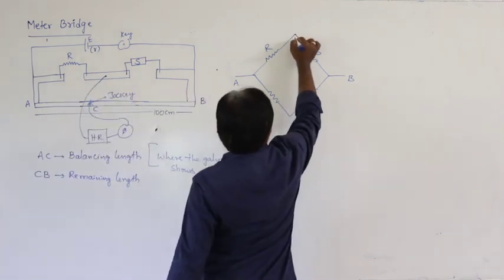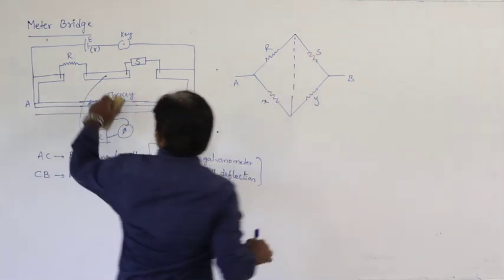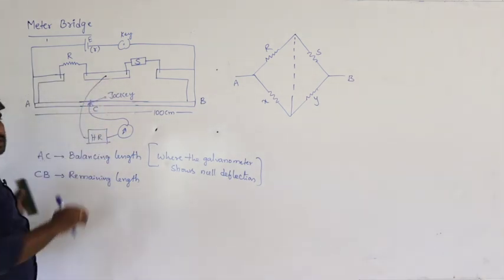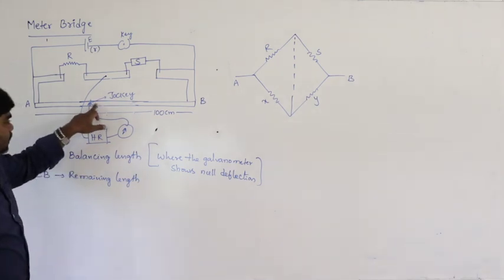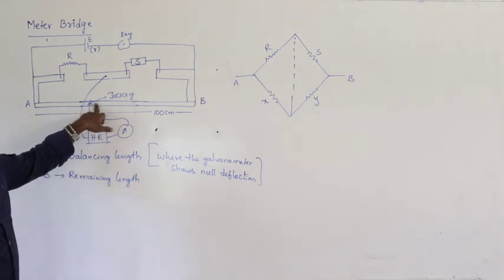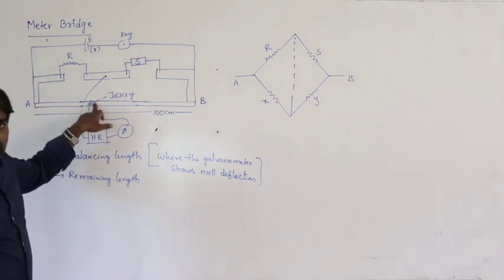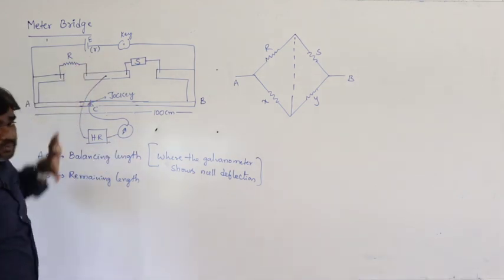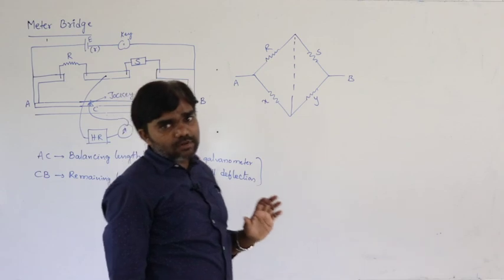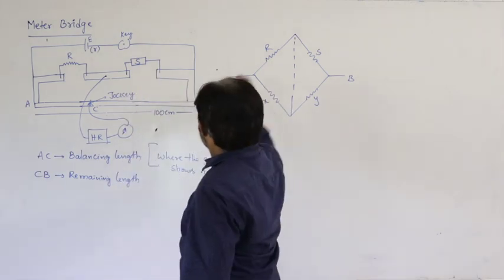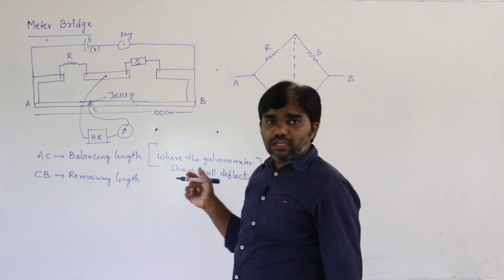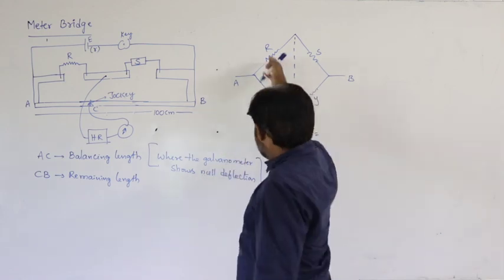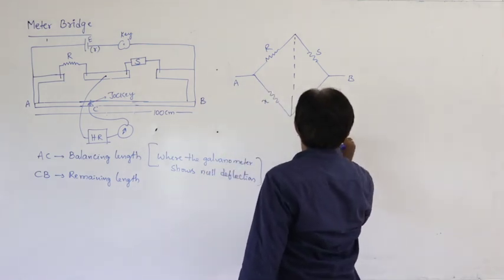So these 2 points must be at the same potential, because if the jockey is placed at this position, the galvanometer shows null deflection. That's why these 2 points must be at the same potential. Current does not pass. That is the balancing condition. Actually, what is the balancing condition of the Wheatstone bridge? P by Q equals R by S. Here, according to this, R by X is equal to S by Y.